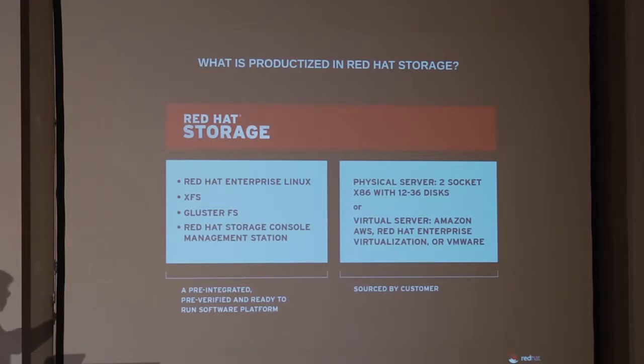So what you buy from Red Hat is the software, ISO or AMI, which is pre-integrated, pre-verified, and ready to run. Customer gets the hardware, or you can use it on RHEV, VMware, or as an AMI in Amazon. So the right-hand part is what you worry about. The left-hand part, we give it to you.